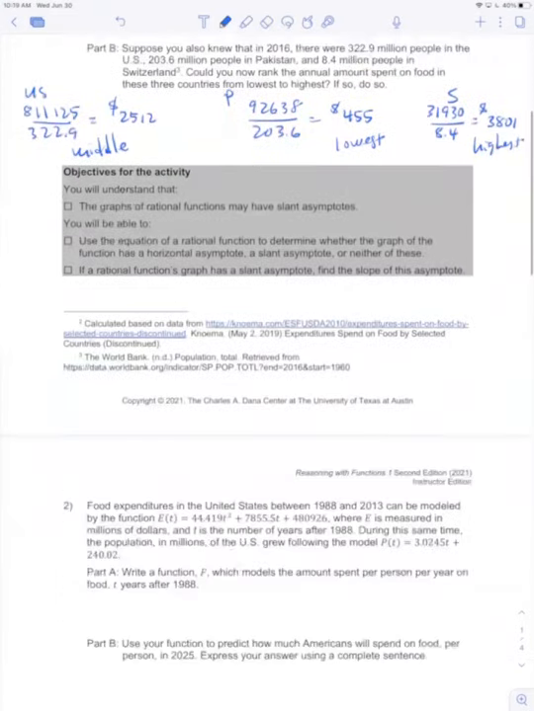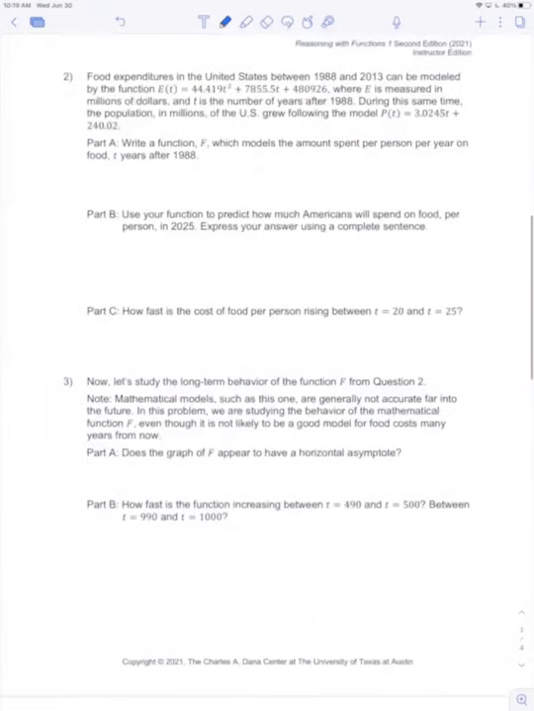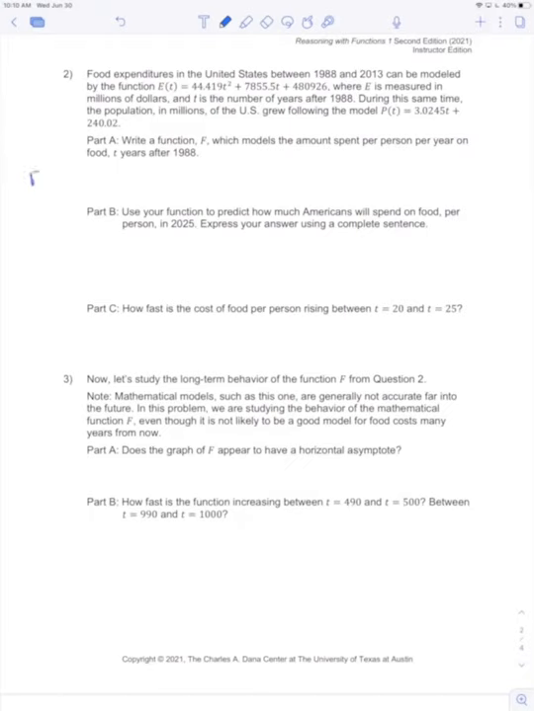Moving up to the next page, number 2. Food expenditures in the US between 1988 and 2013 can be modeled by the function E of t, where E is measured in millions of dollars and t the number of years after 1988. During the same time, the population in millions of the US grew following the model P of t. Part A, write a function f which models the amount spent per person per year on food t years after 1988. So let's write f of t, and we're going to put the function E in the numerator.